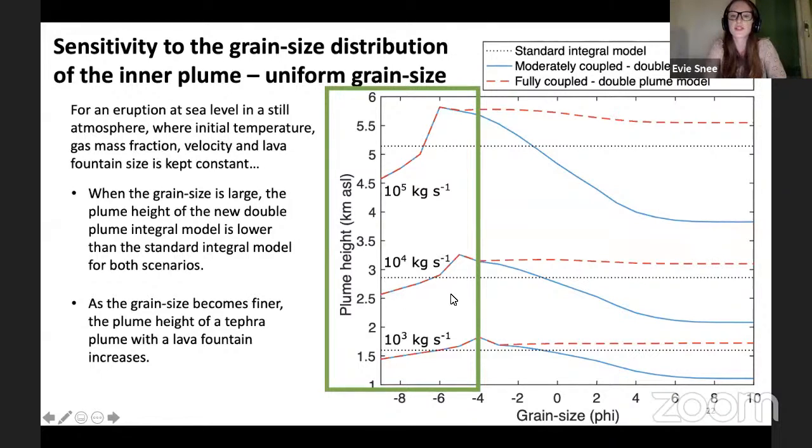As our grain size decreases in size, our plume with a lava fountain increases in height. The reason for this is because as our grain size distribution becomes finer, we have less sedimentation. So we're keeping more of this hot material inside the lava fountain. And as it falls out, it can go into the outer plume. So we're keeping more of this hot energy inside of it.